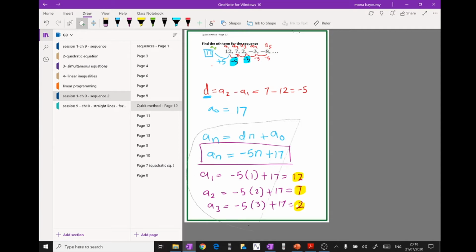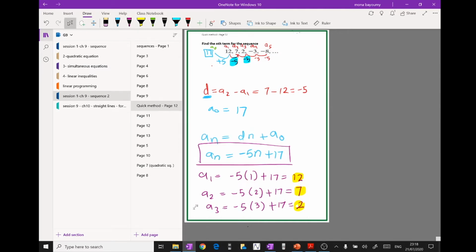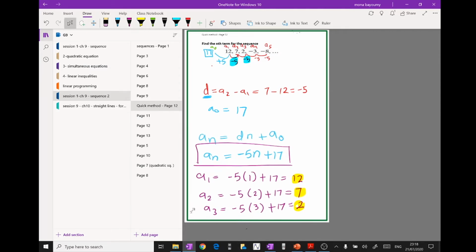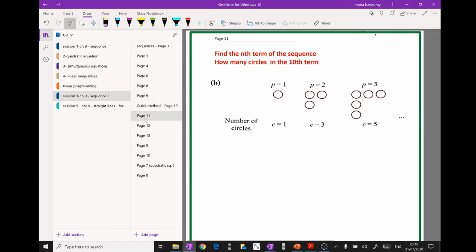Now he asked us to find the nth term, and we used a quick method to find it. I think it's so easy, and this way is very, very easy to find the nth term.